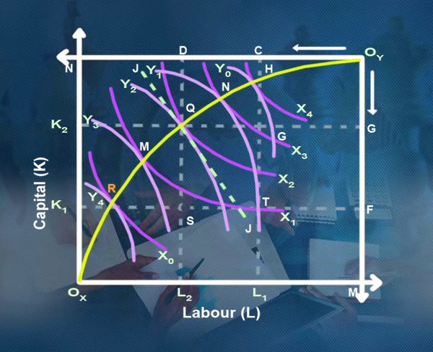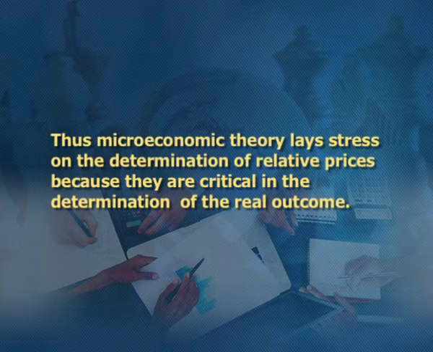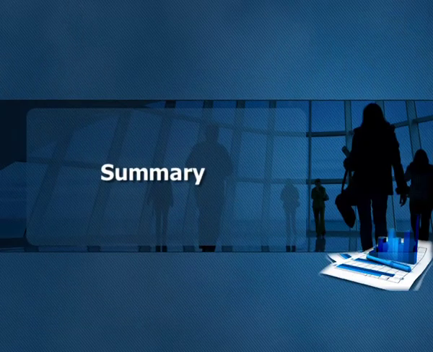Since the relative prices have remained unchanged despite a change in their absolute levels, the position of general equilibrium would remain unaltered. In real terms, nothing would change. Consumers would receive twice the payments or income but would buy exactly the same quantities of goods X and Y. Each firm would earn double the total revenue than before but would buy and employ the same amounts of factors at the double rate of factor prices. Thus, microeconomic theory lays stress on the determination of relative prices because they are critical in the determination of the real outcome.